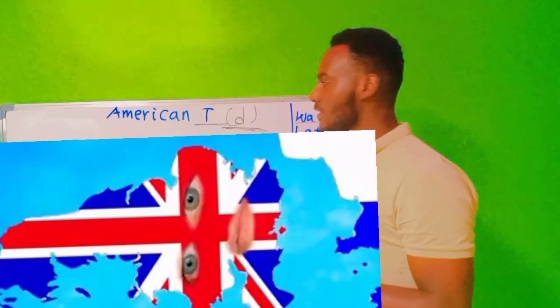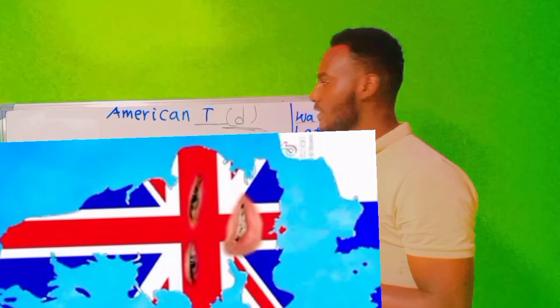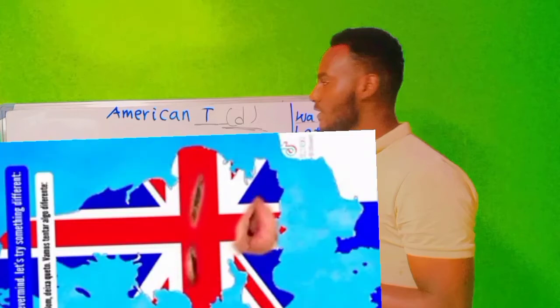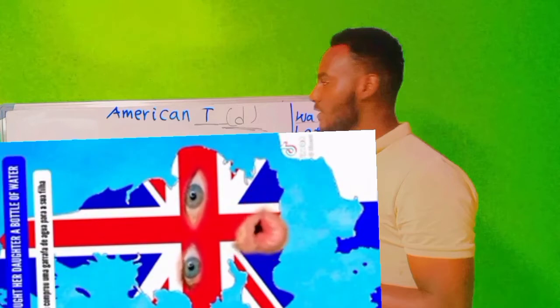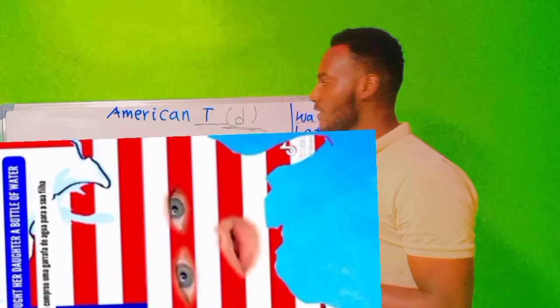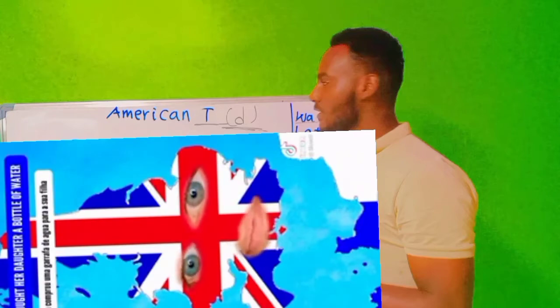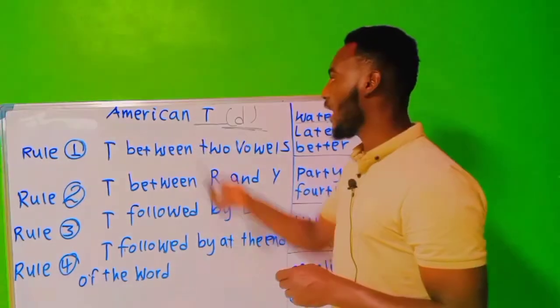Water, daughter. What? Try this. Water. Water. No. Bottle. Bottle. Oh god. Okay, never mind. Let's try something different. A full sentence now. She bought her daughter a bottle of water. No. Again, she bought her daughter a bottle of water. No. So today I'm going to give you the four rules of American T.